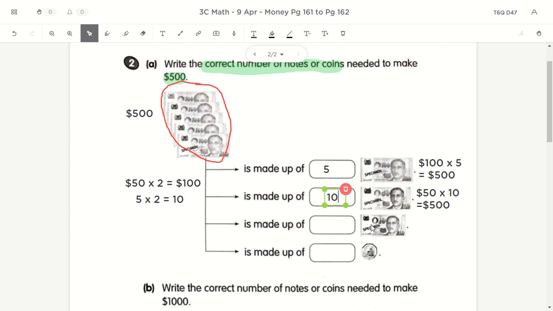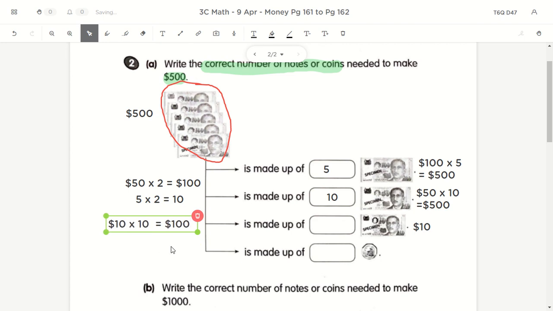Now we look at $10 notes. So let me write the $10 notes here. How do we do for $10 notes? How many $10 notes do I need to make up $500? So same thing. Let's look at how many $10 notes make up 100. Okay, so I know $10, if I have 10 of them, 10 groups of 10 will give you $100.